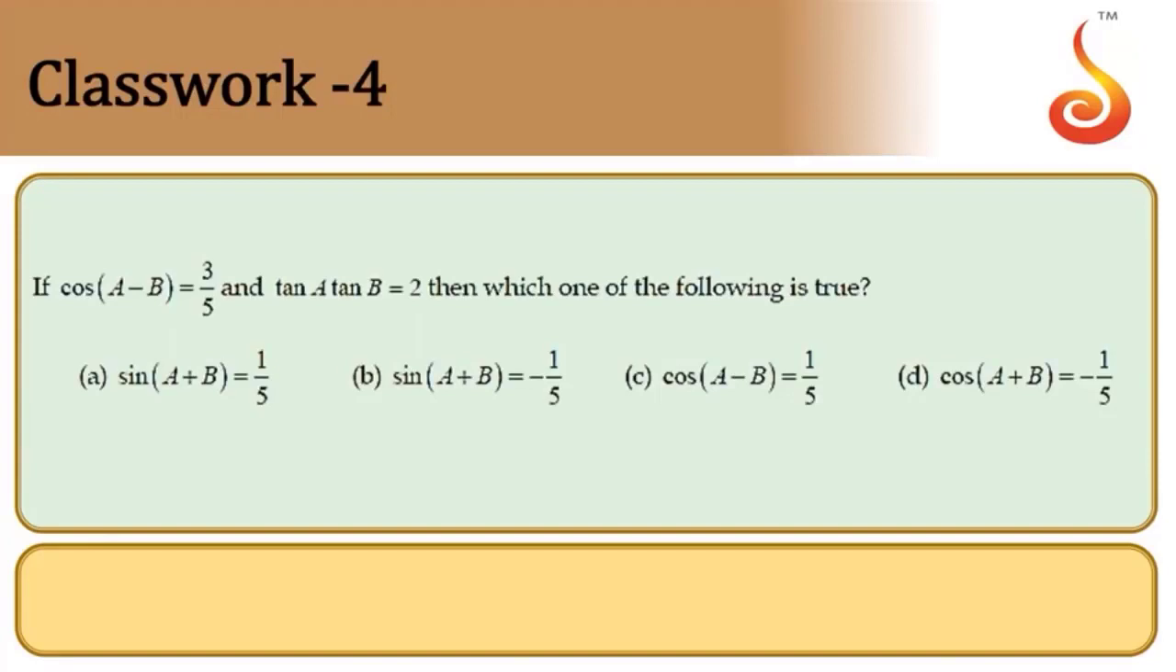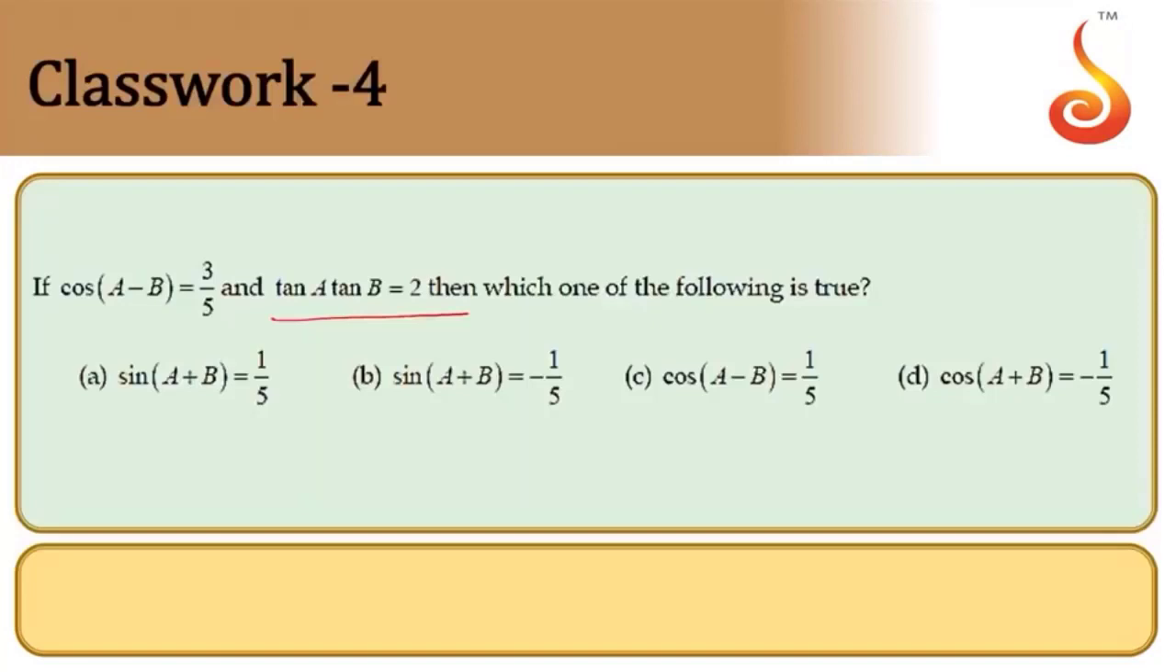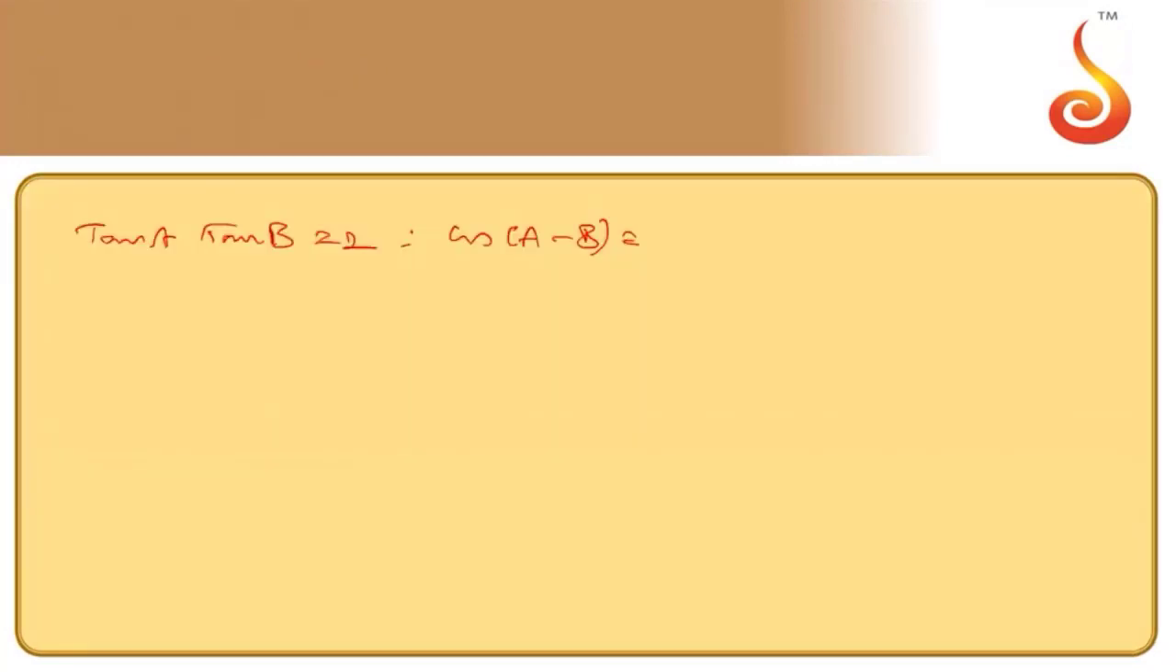Cos of A minus B is equal to 3 by 5. Tan A tan B is equal to 2. So let me consider first tan A into tan B, which is equal to 2. And you are given cos of A minus B, which is 3 by 5.